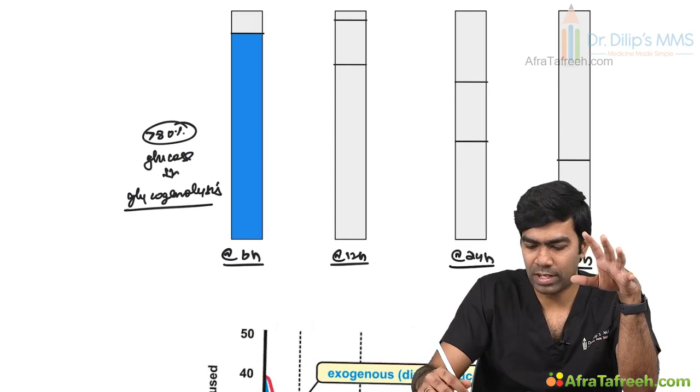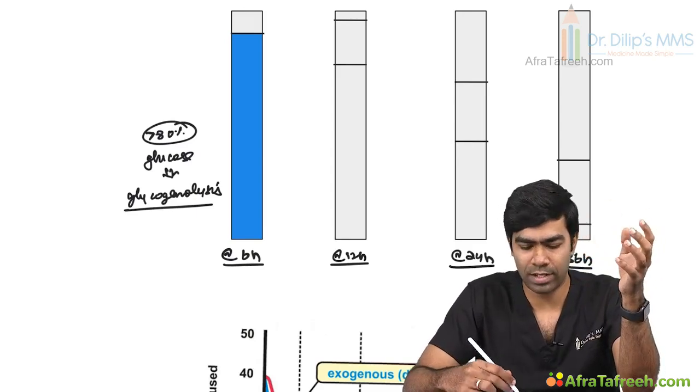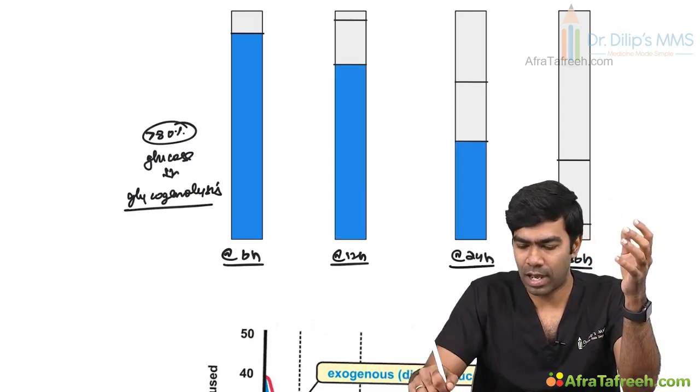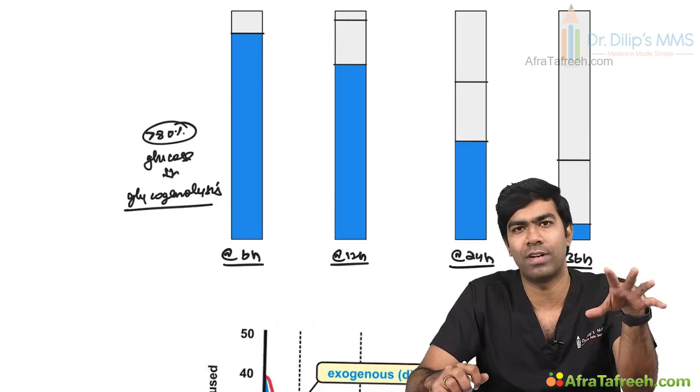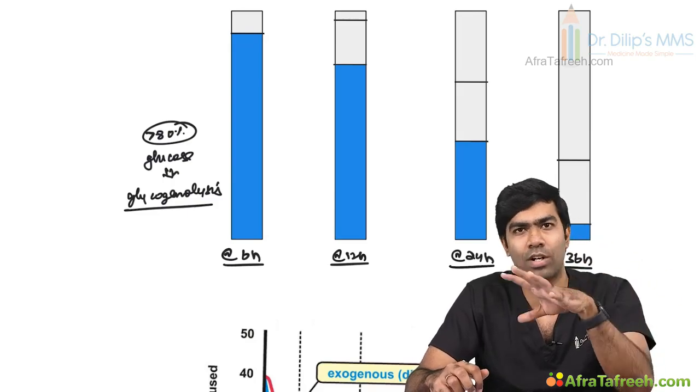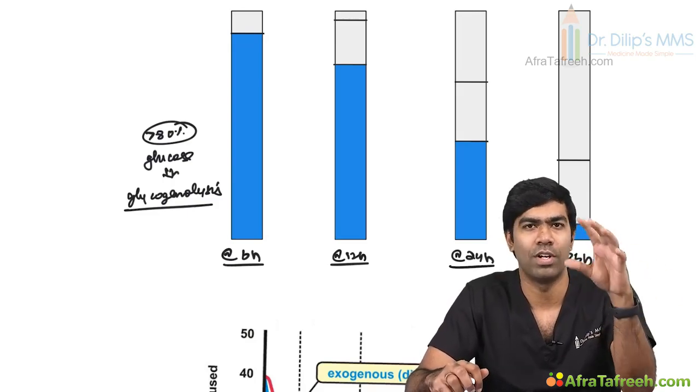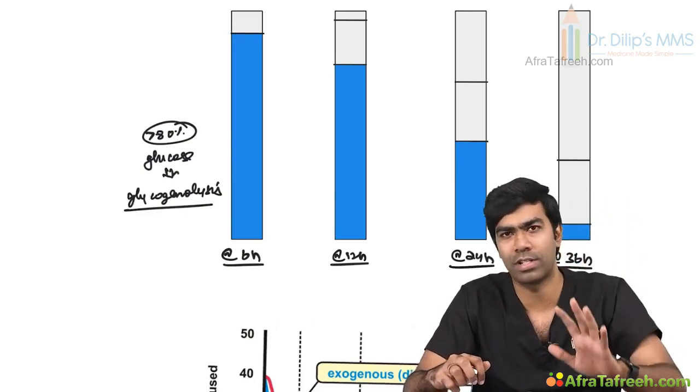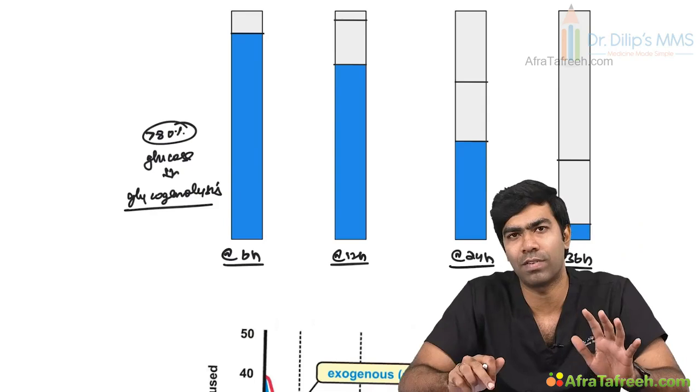But subsequently, the glycogen stores will get depleted faster. By around 24 to 36 hours, there will be literally no glycogen left, which means glycogenolysis cannot contribute a significant source of glucose and energy at around 24 to 36 hours, which means there will be a complete depletion of glycogen by that time.